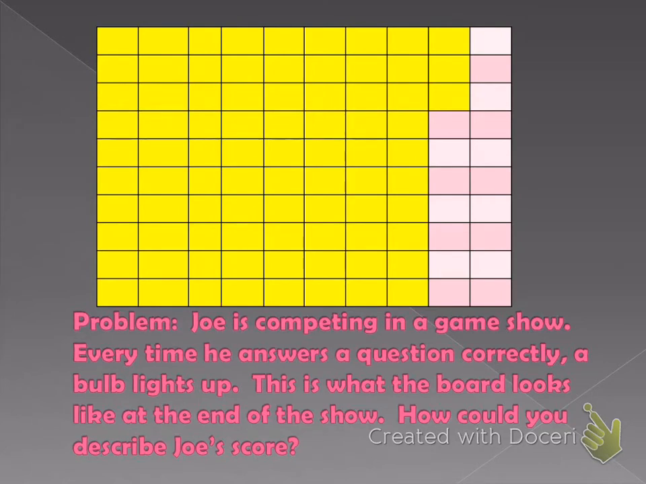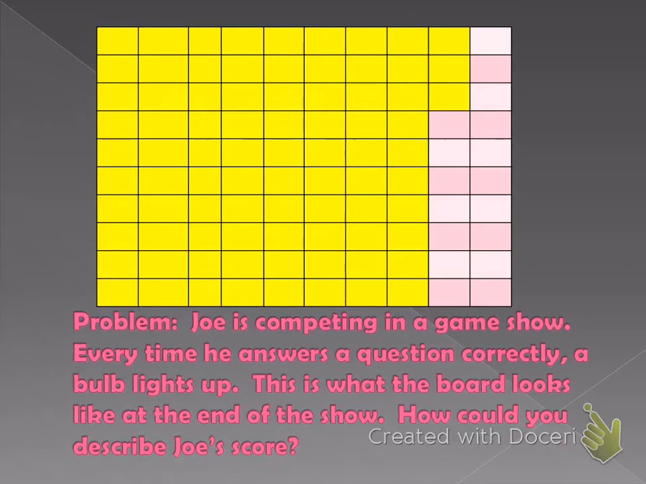Every time he answers a question correctly, a light bulb lights up. This is what the board looks like at the end of the show. How could you describe Joe's score? We've been working with decimals and fractions in this unit so far.